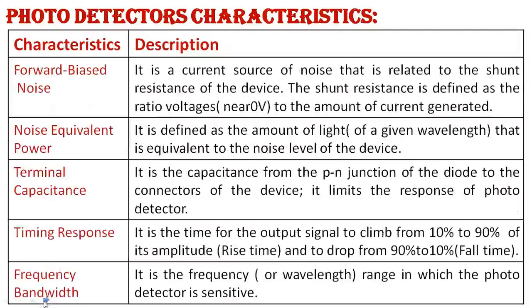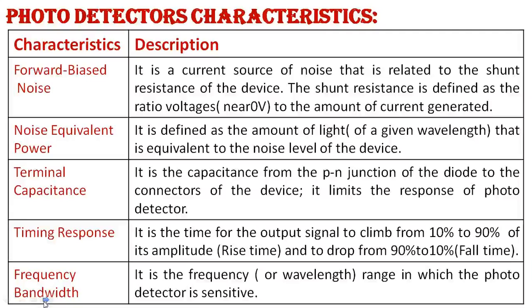Next characteristic is the forward bias noise. It is a current source of noise that is related to the shunt resistance of the device. The shunt resistance is defined as the ratio of voltage near 0 volt to the amount of current generated. Noise equivalent power is defined as the amount of light of a given wavelength that is equivalent to the noise level of the device. The terminal capacitance is the capacitance from the PN junction of the diode to the connectors of the device. It limits the response of the photodetector.